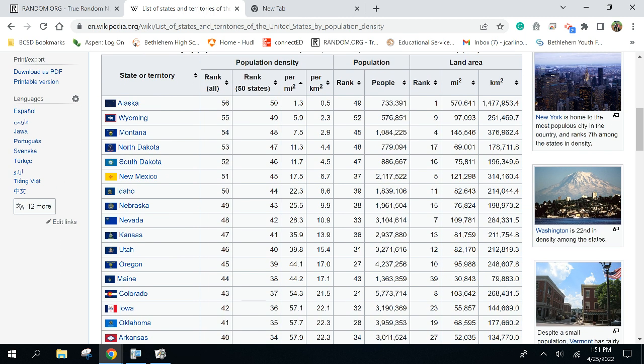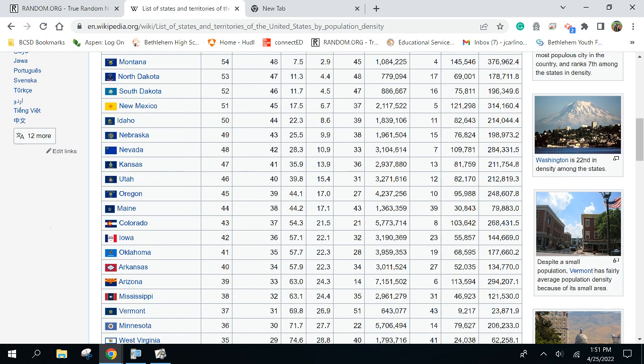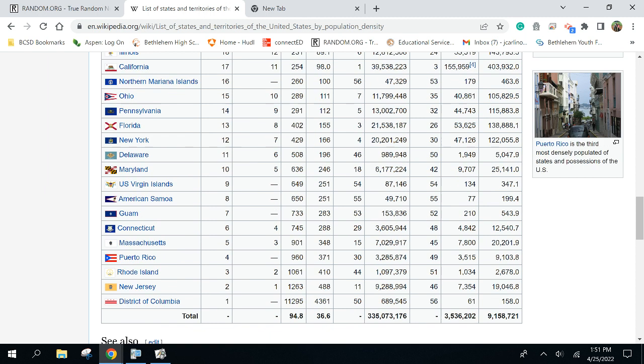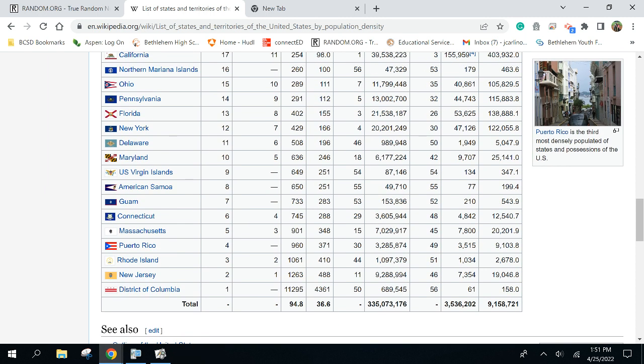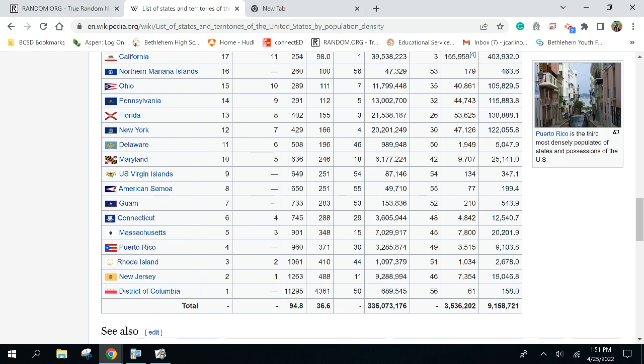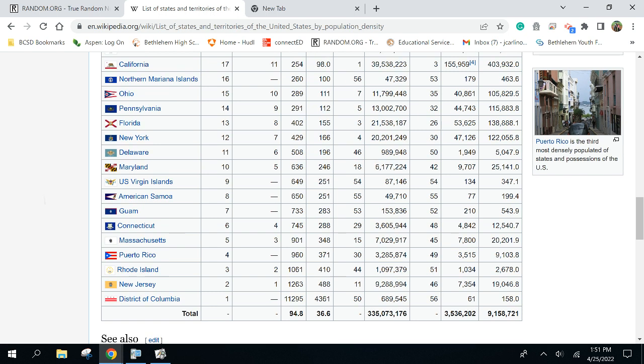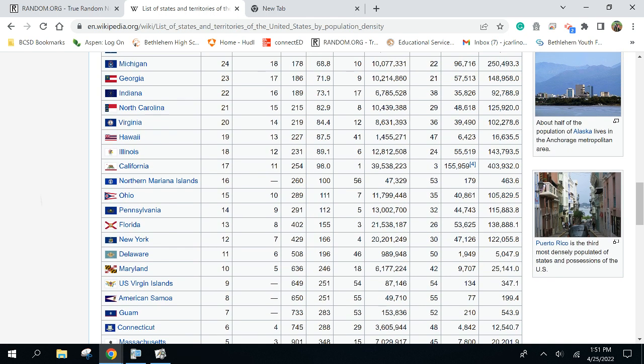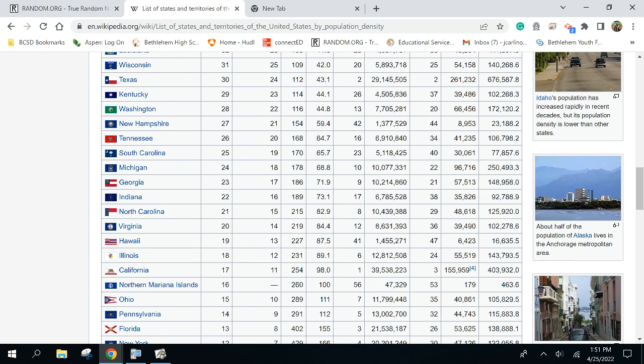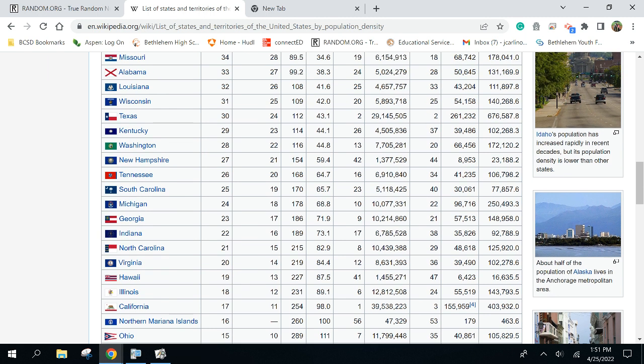Wyoming's up there, Montana, as far as low population density, New Mexico. So pretty big states with not too many people. And then, like I said, down below, you start getting to all the New England states. Maryland, Delaware, Mass, Connecticut. All right. What did we say? Texas earlier? There you go, Texas. 30th out of 50. All right. Questions about population density?